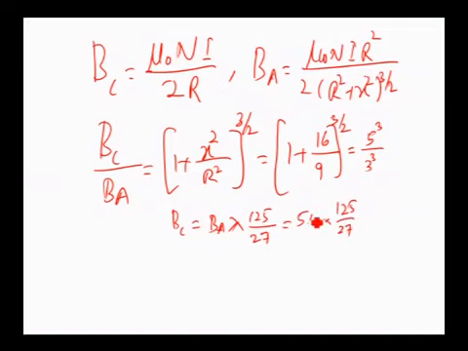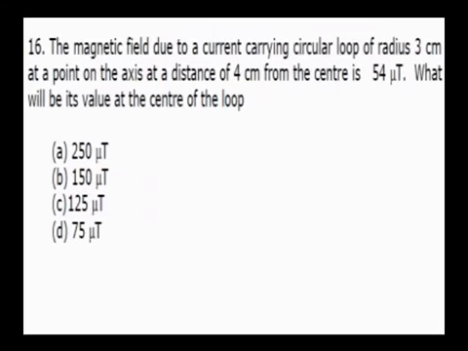2 into 125 is BC equals 250 microtesla, because the magnetic field at a point on its axis is in micro. Hence at the center also you will get in micro only. Okay, so magnetic field at the center is 250 microtesla. Hence we can say the first option is correct.